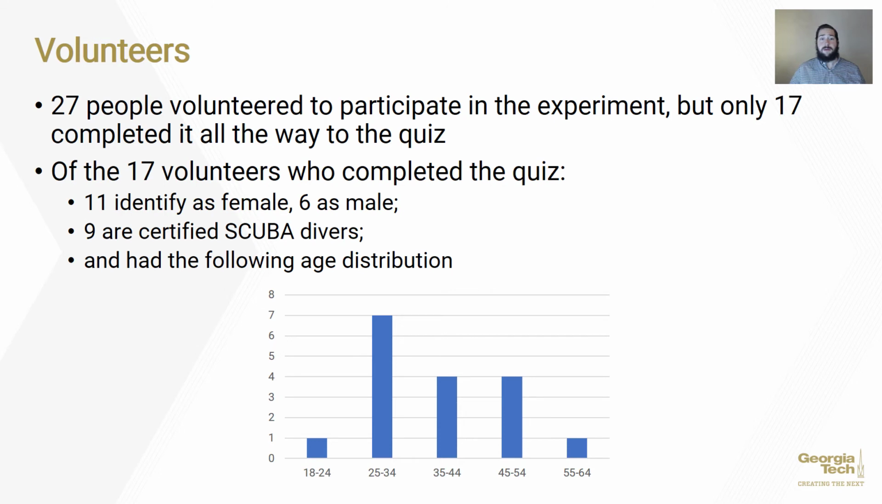27 volunteers agreed to participate in the experiment initially, but then only 17 of them ended up taking the quiz at the end. Of those 17, there were almost twice as many females as males, and there were slightly more scuba divers than non-scuba divers. The age of the volunteers skewed younger, though there were volunteers from all of the different age groups.